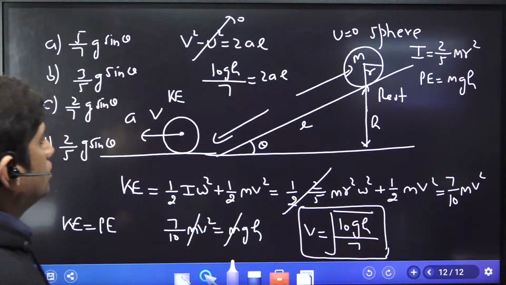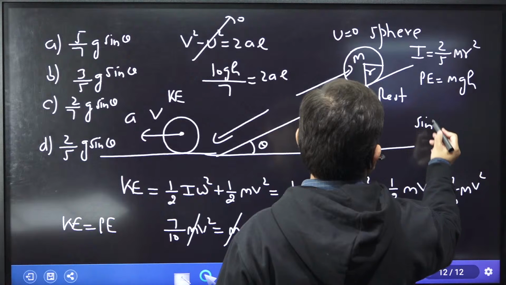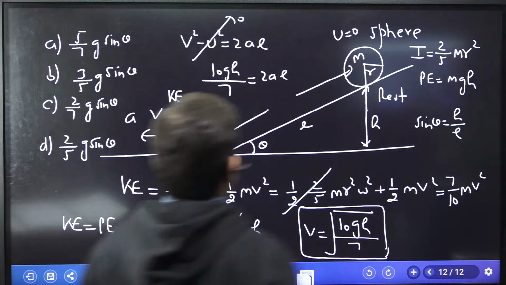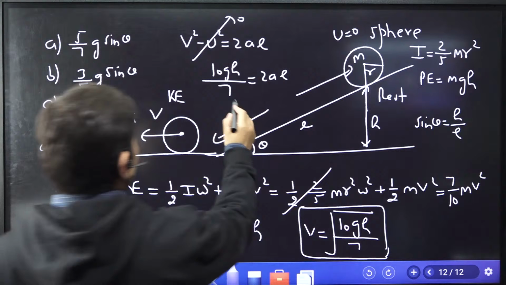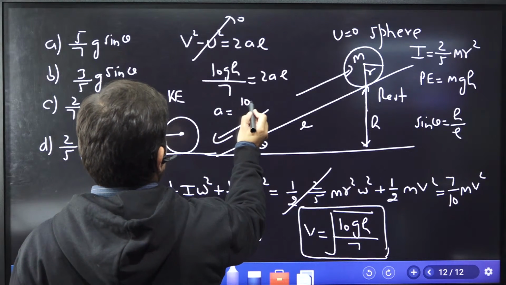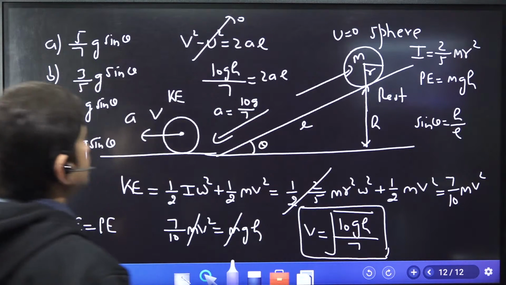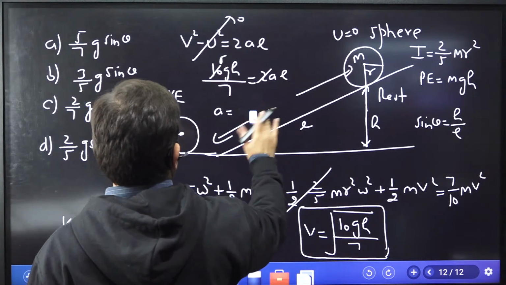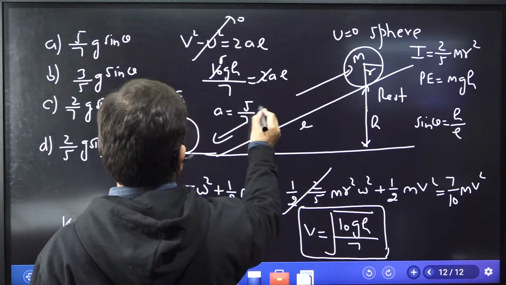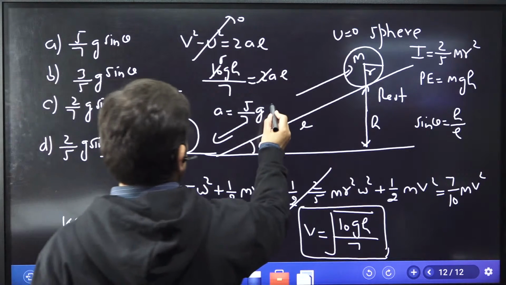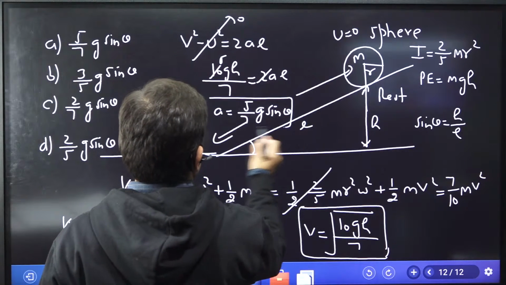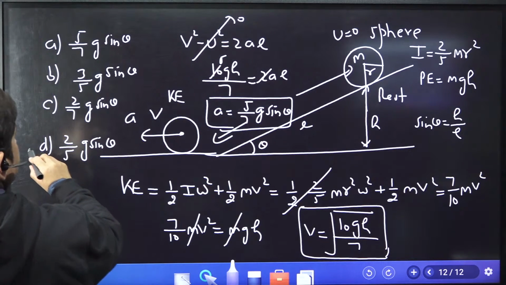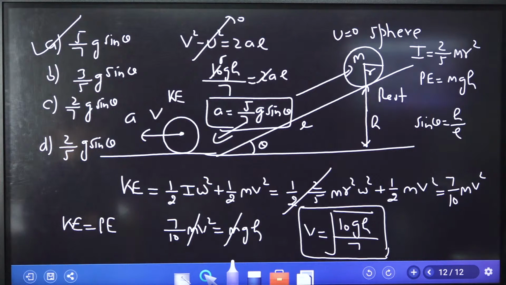And can you tell me now what is sin theta? Sir, sin theta is equal to h over l. So if I manipulate this a little, a is equal to 10g by 7 times h over l. Not 10 by 7, the 2 will cancel. This is now 5 by 7 into g, and h over l is nothing but sin theta. So this will be 5 by 7 g sin theta.